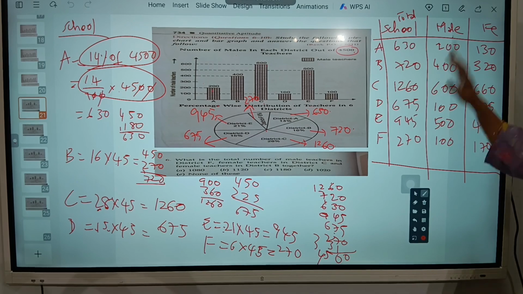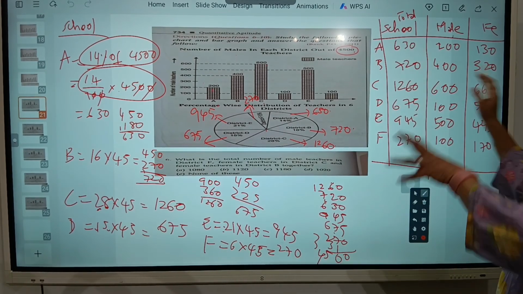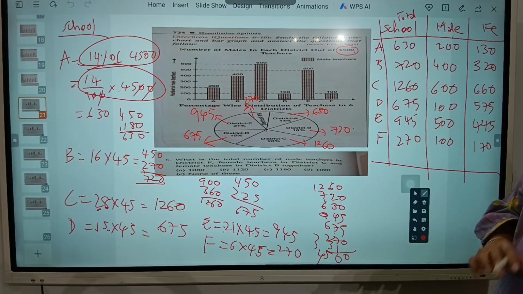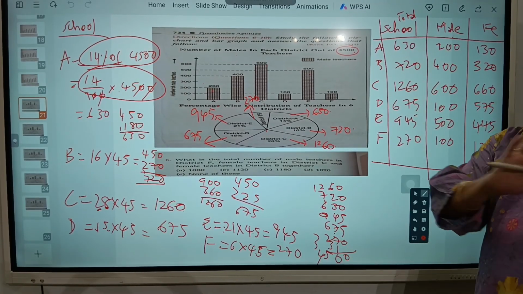Now we will save this table to solve the questions. You have to save this entire slide, then it will be easy for you to solve other questions. So based on this table, we will solve the first question now.